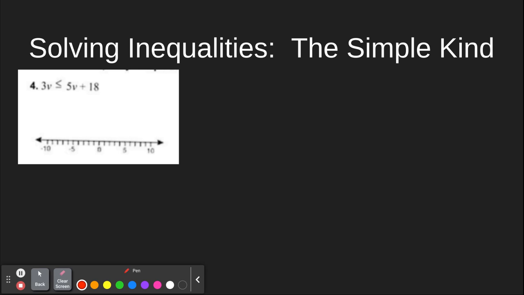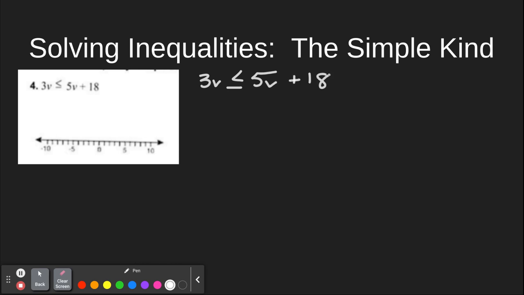Sometimes we're going to solve inequalities, okay? Inequalities, they look like equations, but they have a less than or equal to, greater than or equal to, or maybe even just a not equal to. So they have a different sign in between them. So once again, we will start these the same way. 3v is less than or equal to 5v plus 18.